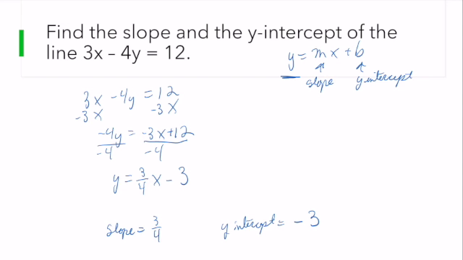That's all this problem is asking you to do. You don't have to graph it. Feel free to sketch it out if you want to make sure you're doing things okay, but that's not necessary in this problem.